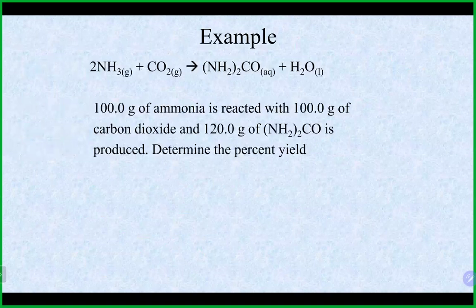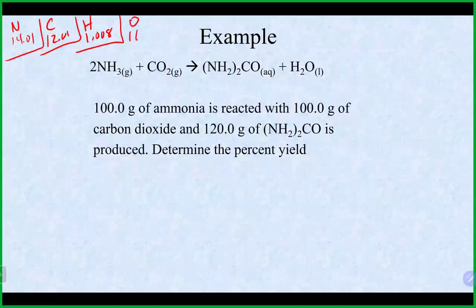What is the percent yield here? If we start with 100 grams of ammonia and 100 grams of carbon dioxide, nitrogen is 14.01, carbon is 12.01, hydrogen is 1.008, oxygen is 16. All right, so take a few moments.